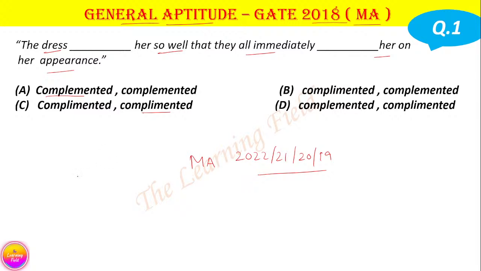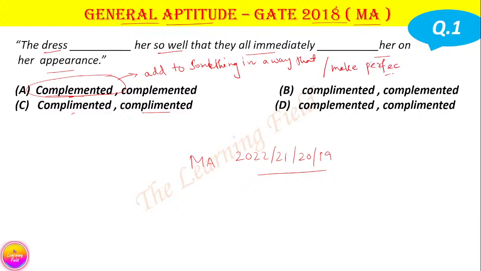Let's go to the complement word spelled with an E, and the compliment word spelled with an I. The first word, complement, means to add to something in a way that enhances or improves it, or makes it perfect. This is the meaning of the first word, complemented, with an E.